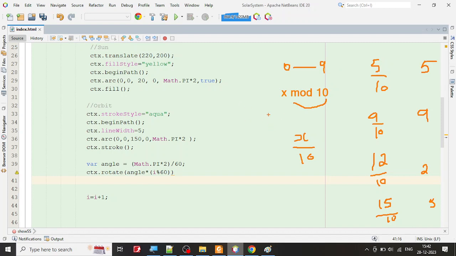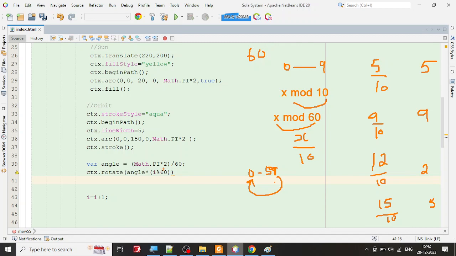Similarly, if you have x mod 60, what is the value that you can think of getting? x mod 60 means x will go from 0 to 59. When you say x mod 10 is 0 to 9, 1 less than 10, x mod 60 is 0 to 59. Again, after 59, it will come back to 0, and that is what I want. So I want the value of I to be within 60, not beyond 60, because if you keep on increasing the value of I, it will go beyond 360 degrees.